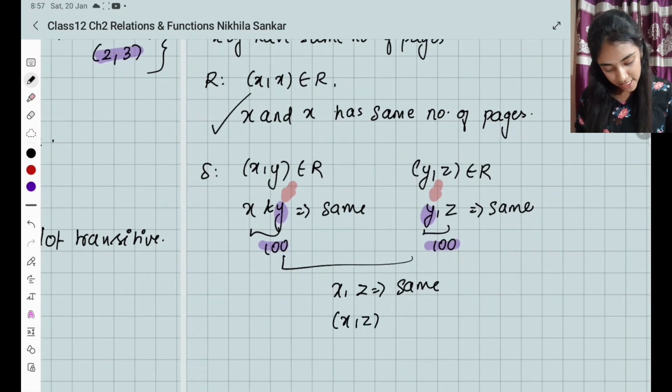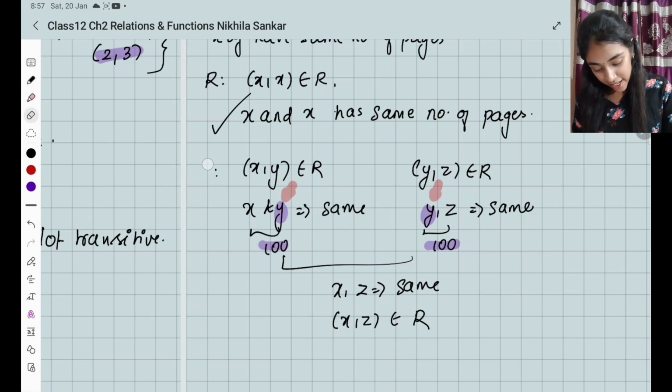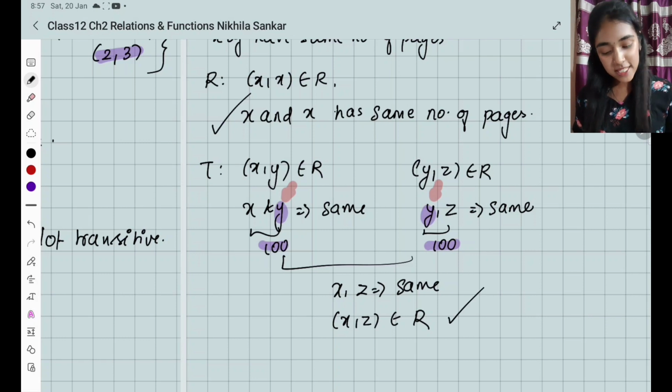So which means (x, z) belongs to R. All this time, what I have been proving is transitivity. Okay? Please pay attention. This is going to be transitive. So the relation is transitive.